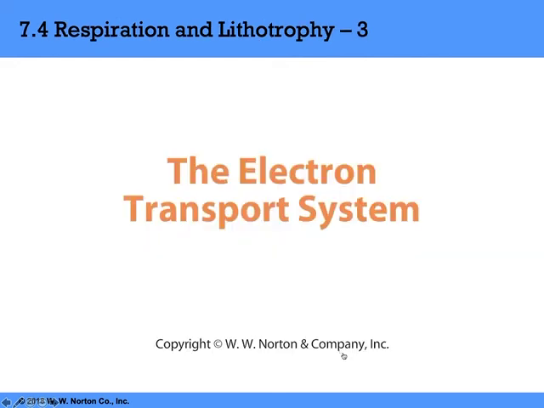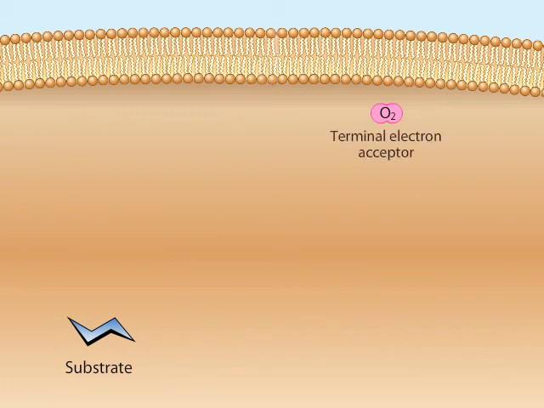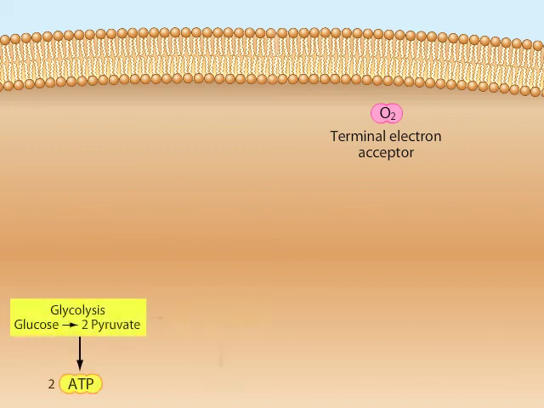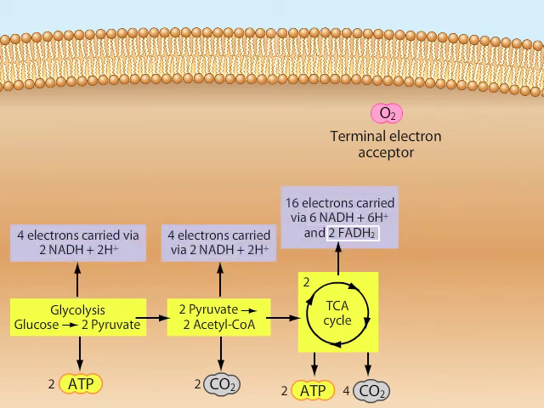So let's look at the electron transport system. Respiration is the overall process of catabolism from the breakdown of a substrate, such as glucose, to the reduction of a terminal electron acceptor, such as oxygen. For each glucose molecule that is catabolized from glycolysis through the TCA cycle, 10 NADH and 2 FADH2 molecules are produced.